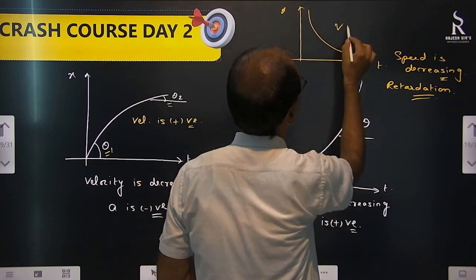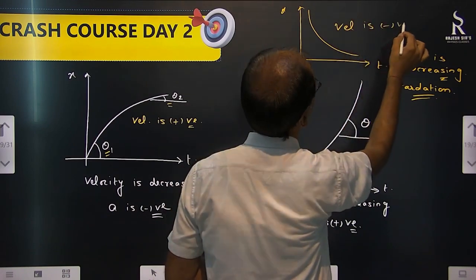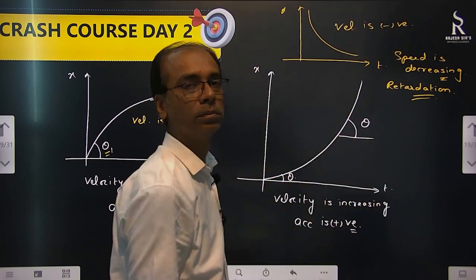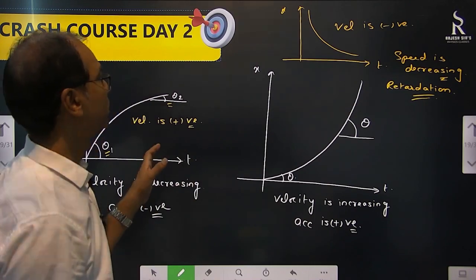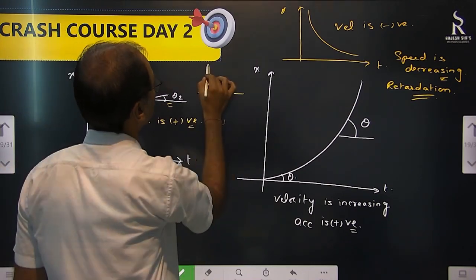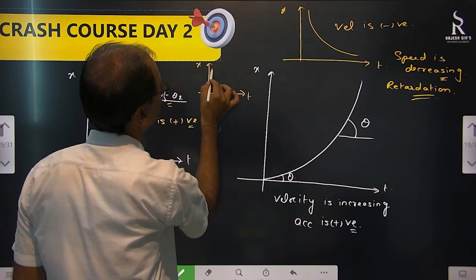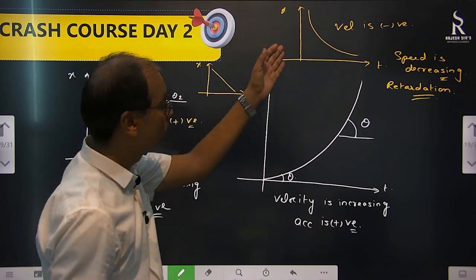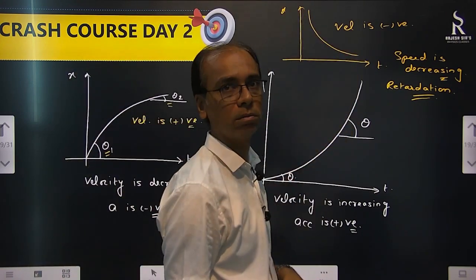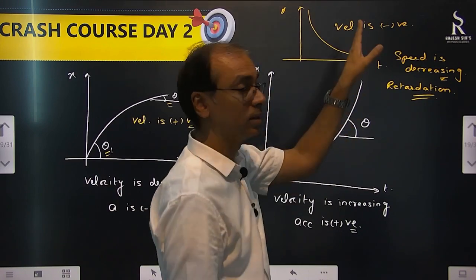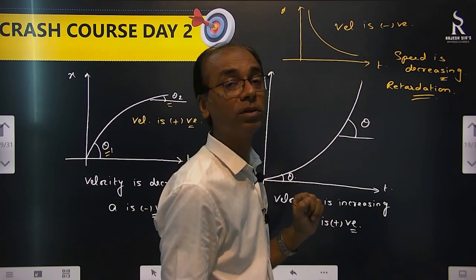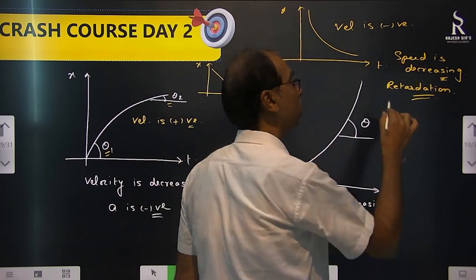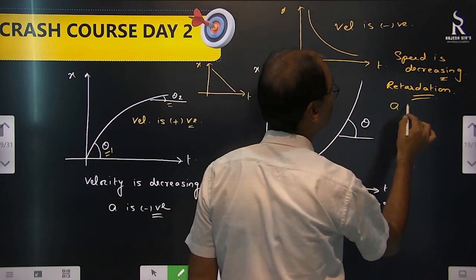Here velocity is negative. See the slope coming down. You saw in the previous case also, when the xt graph was like this, I showed you velocity is negative. So here also, velocity is negative. Direction is like this, not like this. So velocity is negative and still speed is decreasing. Retardation is there, true, but acceleration is positive actually.